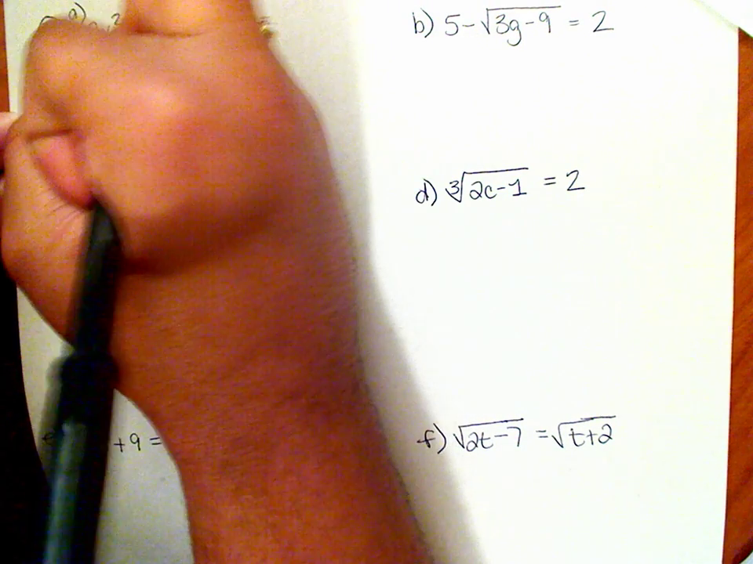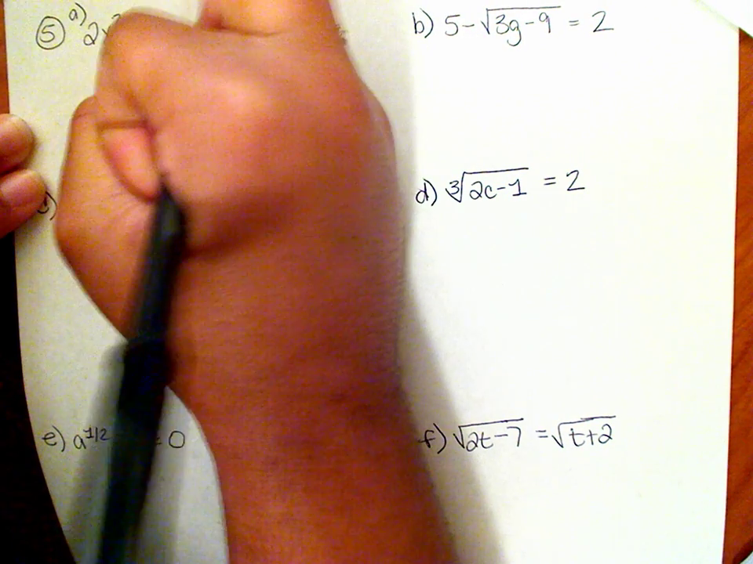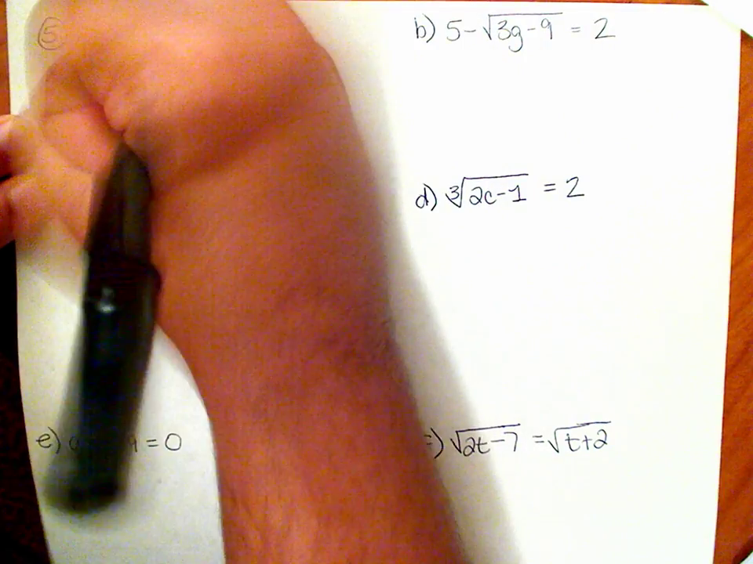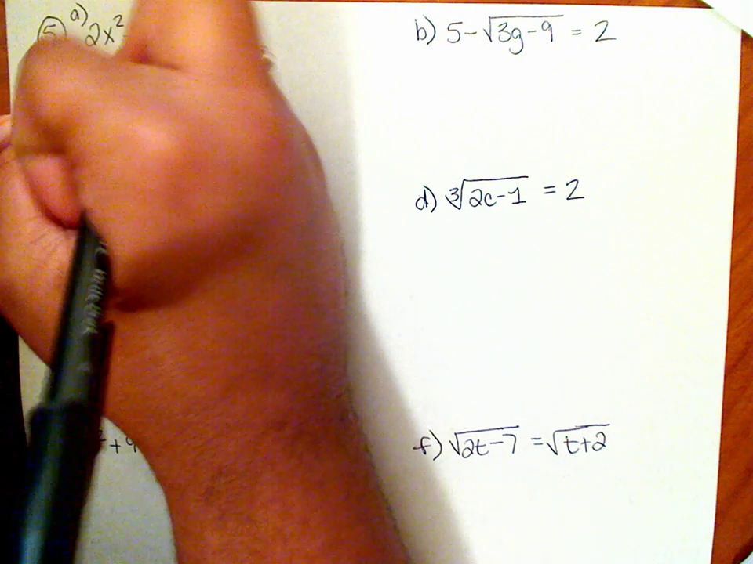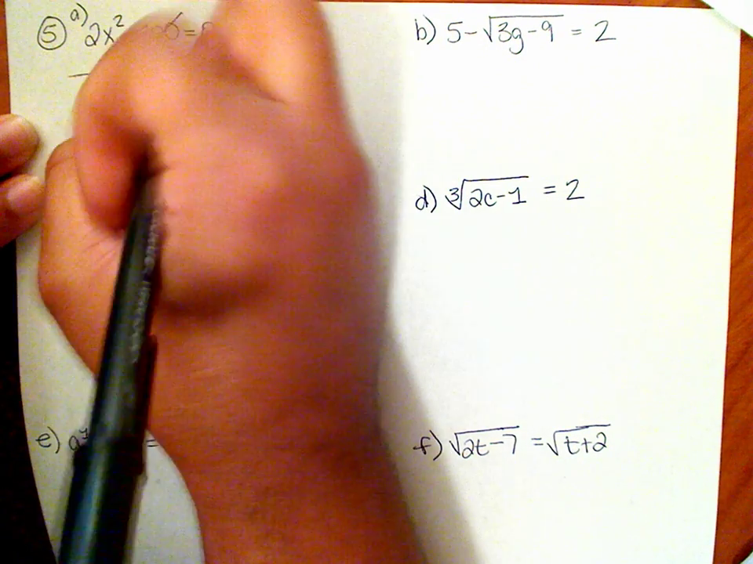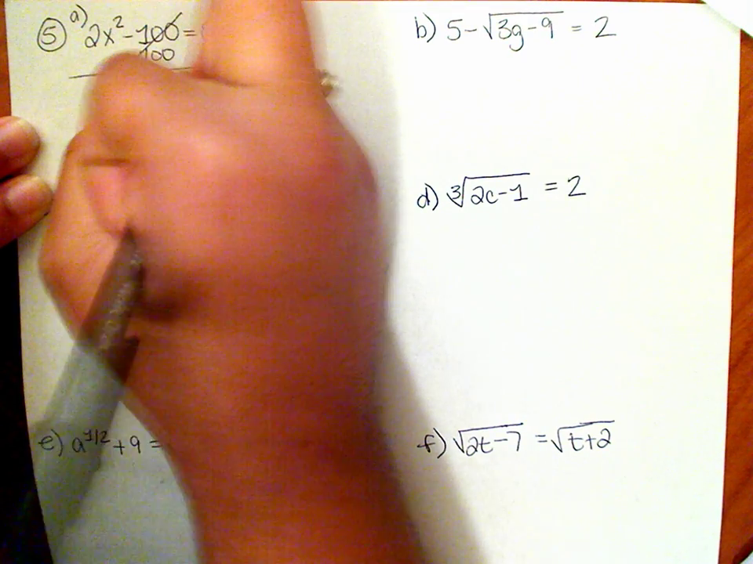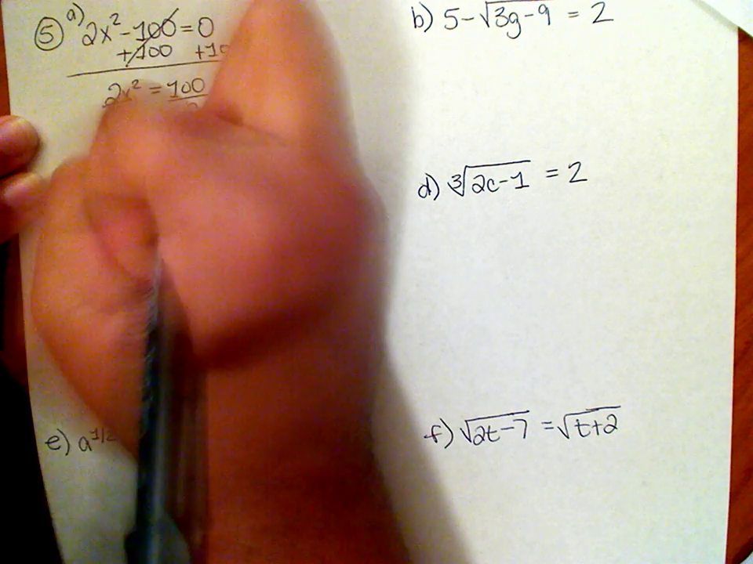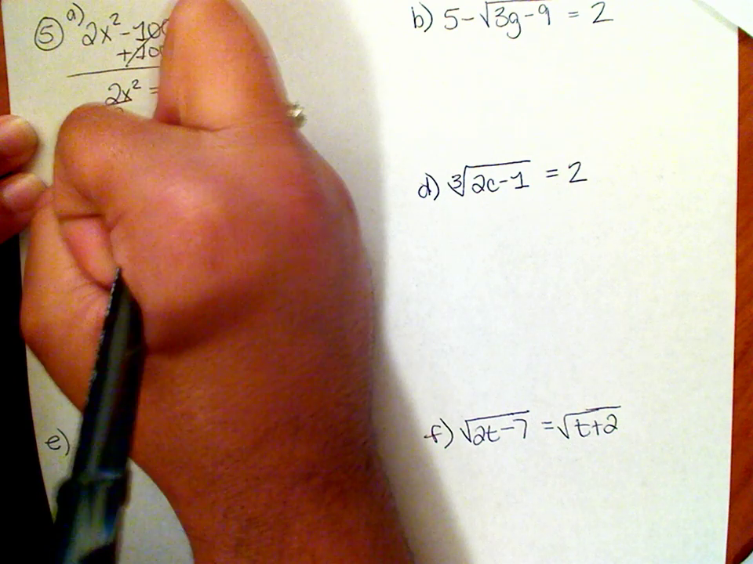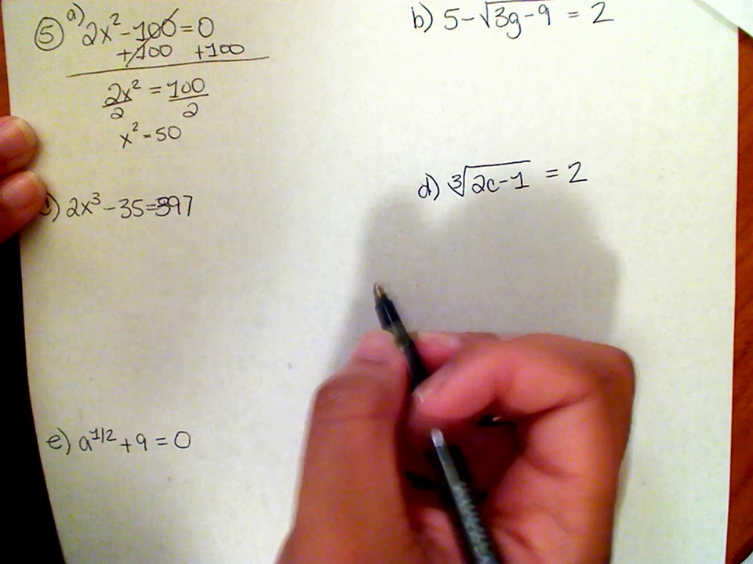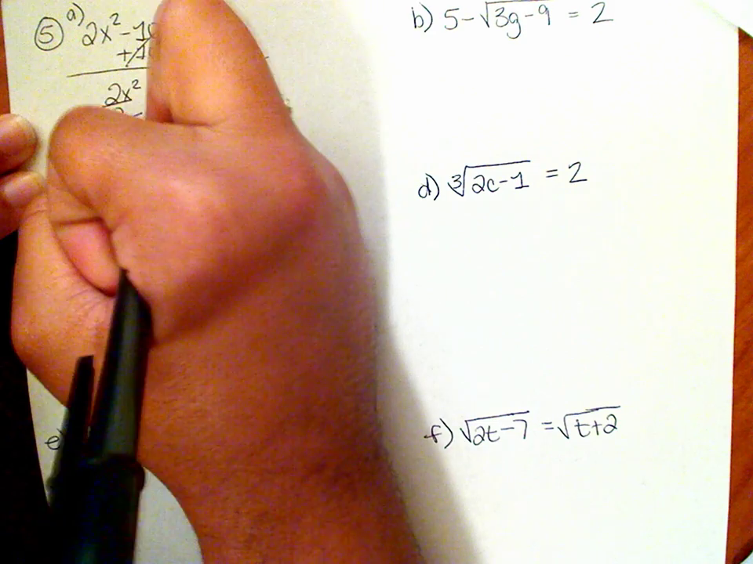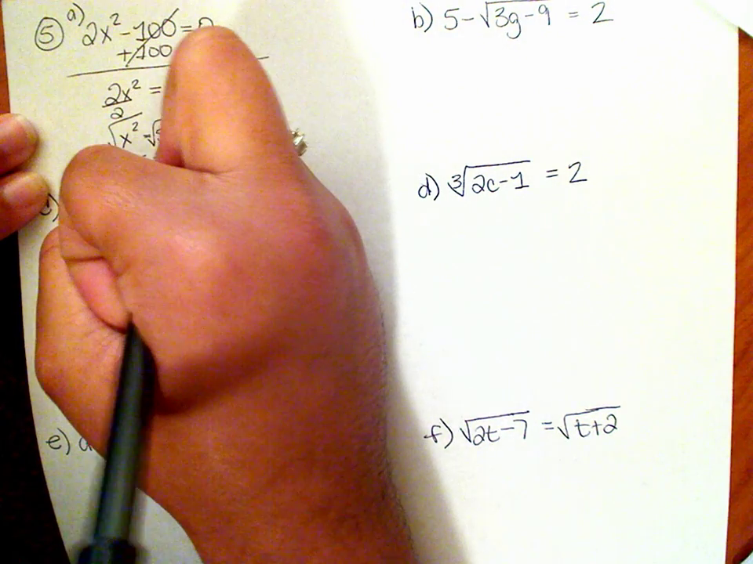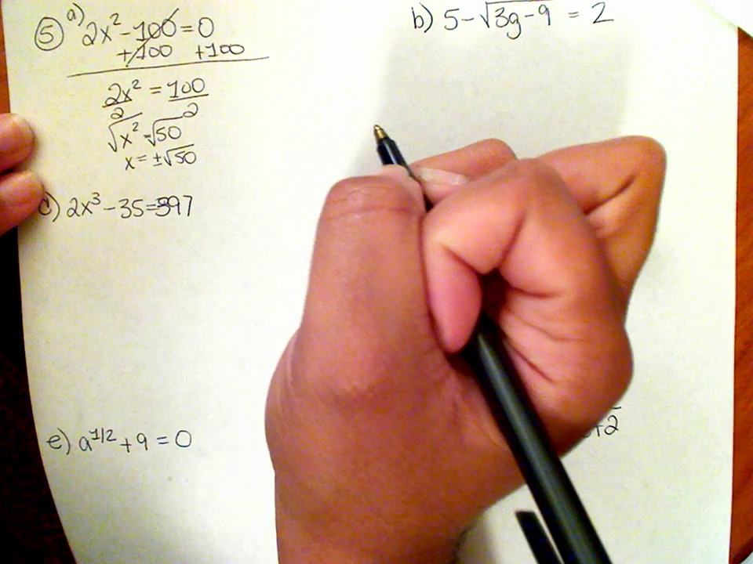so we would start by adding 100 to both sides. So then that would cancel out, so we'd be left with 2x squared on the left hand side equals 100. So next we would divide both sides by 2. So x squared equals 50. And then we'll square root both sides. So x equals plus or minus the square root of 50.